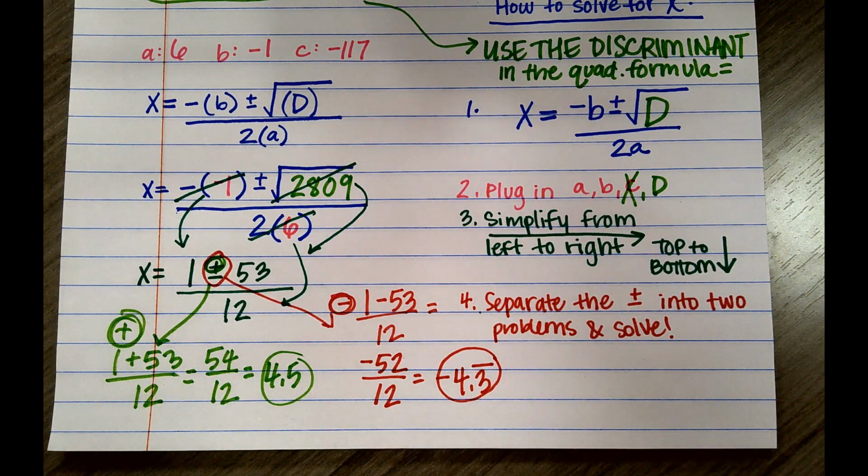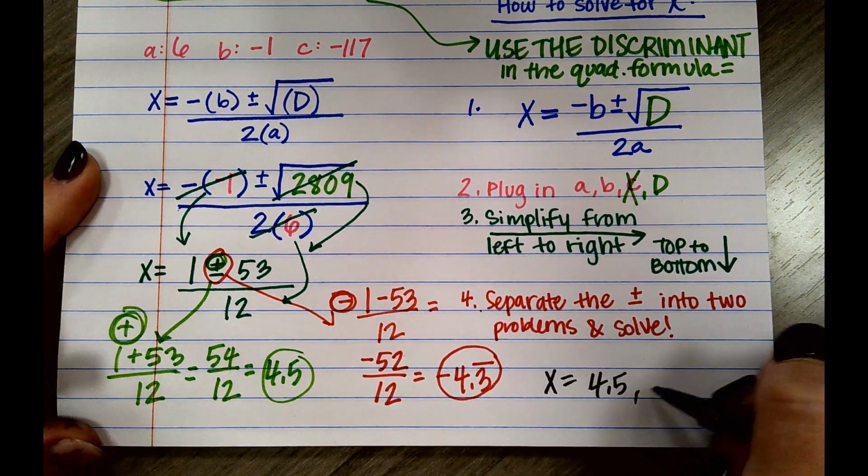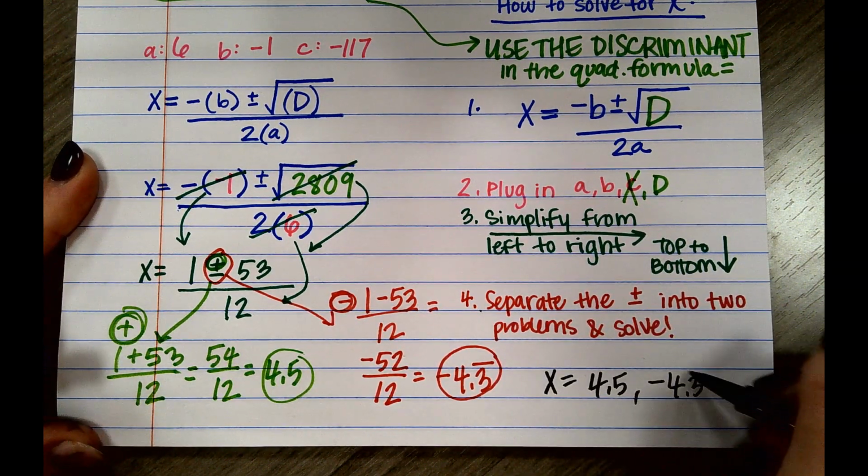And then, Natalie, what were you saying? Doesn't matter if we put the line on the top or the bottom? It's supposed to go on the top. I've never seen it on the bottom. But I'm not going to count you wrong if you do that, as long as you're getting the right number. Good question, though. So our answer is 4.5 and negative 4.3 repeating.